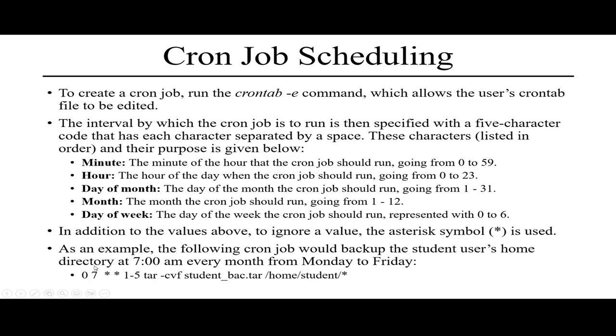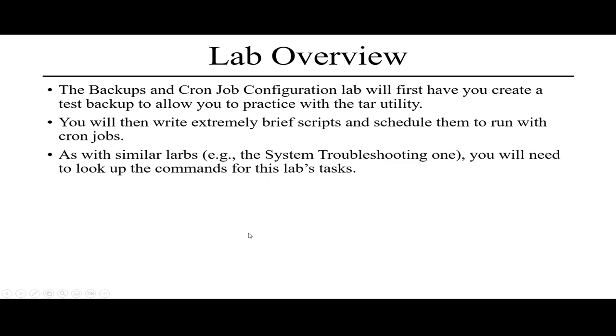Here's how this works. For the minute, we don't want to specify a minute, so we just say 0. It's the 0th minute of the hour. We want the 7th hour of the day, so we put a 7 here. We don't care about the day of the month or the month. We want it to run every month, so we put an asterisk there to ignore those values. Now we want it to run every Monday to Friday at 7 a.m., so we put 1 to 5 to represent days 1 to 5: Monday, Tuesday, Wednesday, Thursday, Friday.